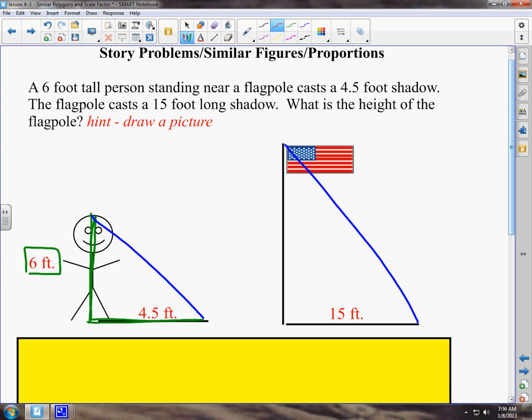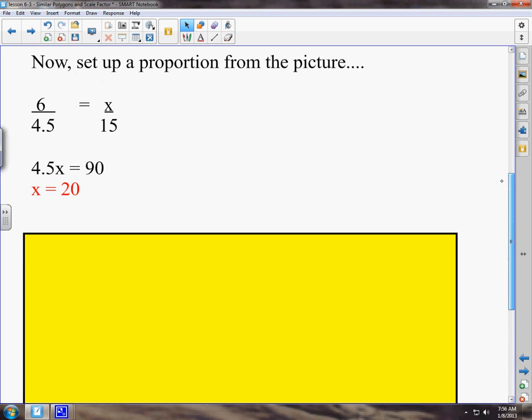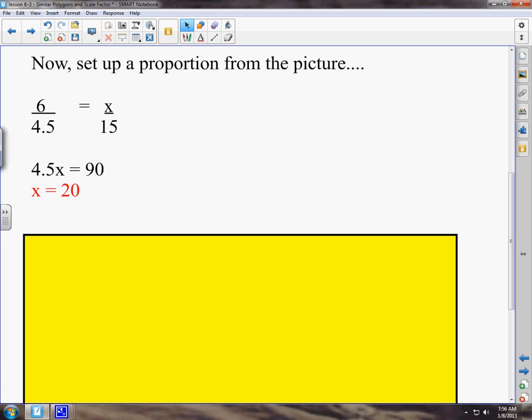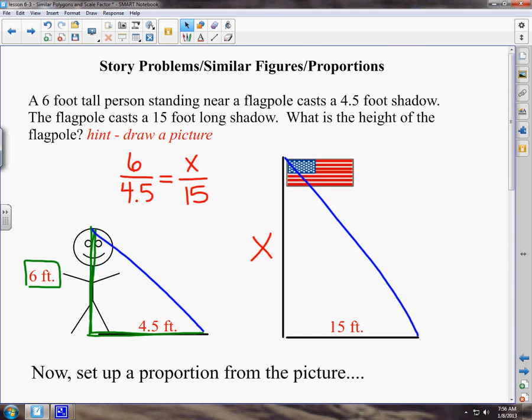So I want to figure out the height of my flagpole, which is x. So I'm going to do 6 over 4.5 because those two go together. Those both are the man's height and his shadow, equal to, well, 6 goes with x and 4.5 goes with 15. So then I have my proportion. 6 over 4.5 equals x over 15. So I get 4.5x equals 90. So x equals 20. So that means the flagpole is 20 feet high.